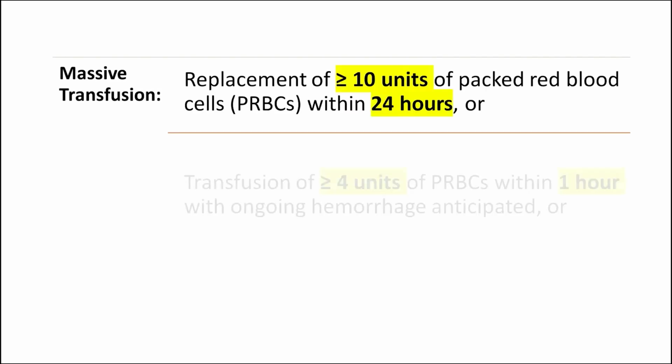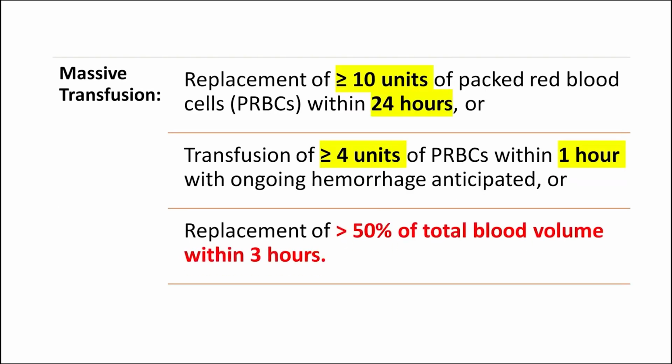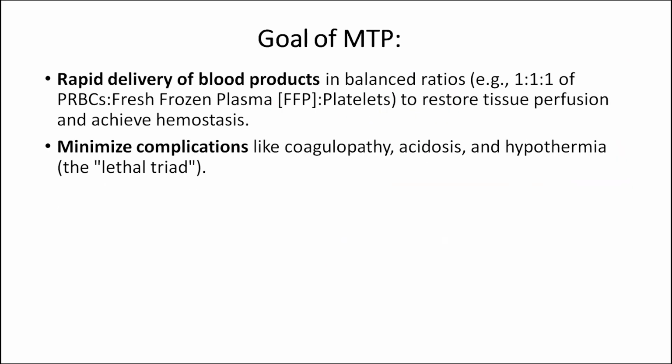On the contrary, massive transfusion is this: patients who have required 10 or more units of PRBCs within 24 hours, or 4 or more units of PRBCs within 1 hour, or replacement of more than 50% of the total blood volume within 3 hours. What is the goal of MTP? It's rapid delivery of blood products in a systematic fashion and to minimize complications, especially the lethal triad of death: coagulopathy, acidosis, and hypothermia. This is the goal of MTP.